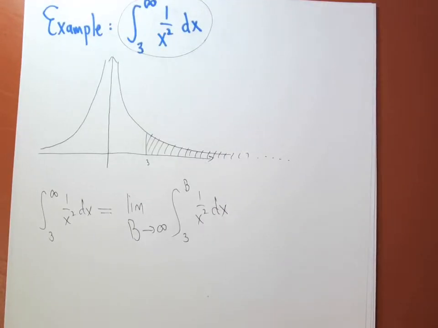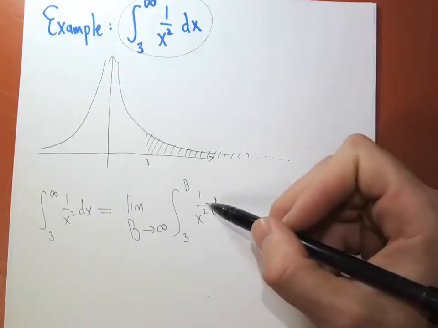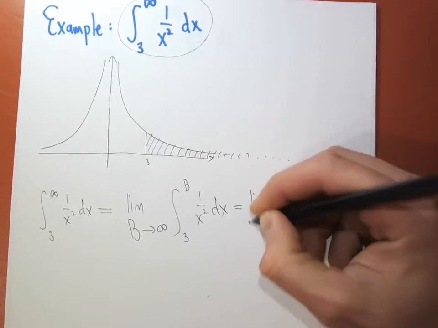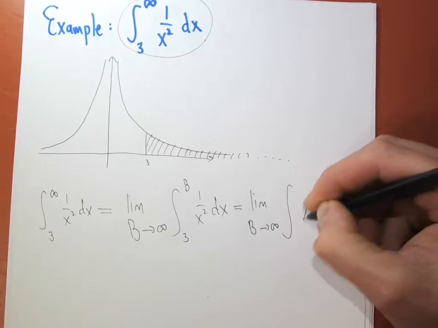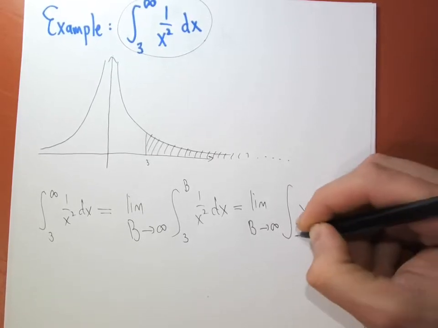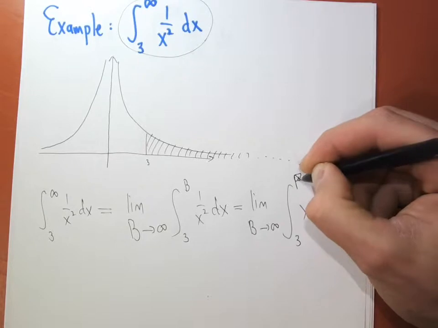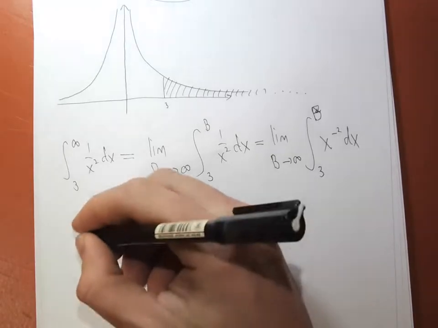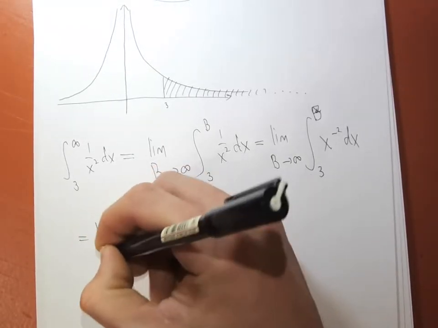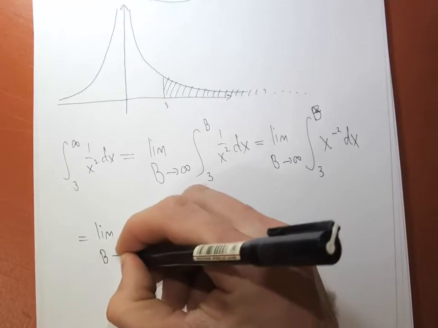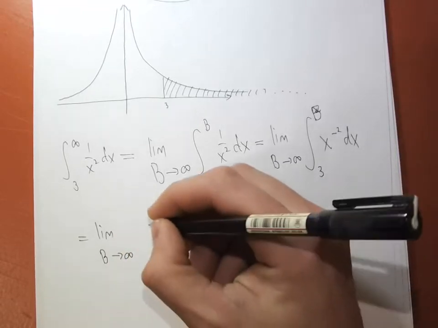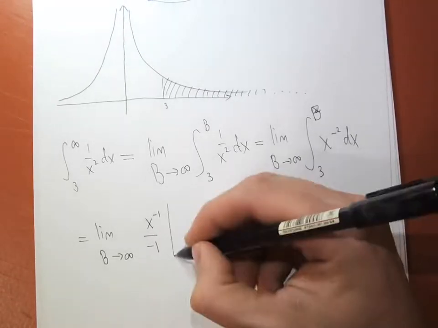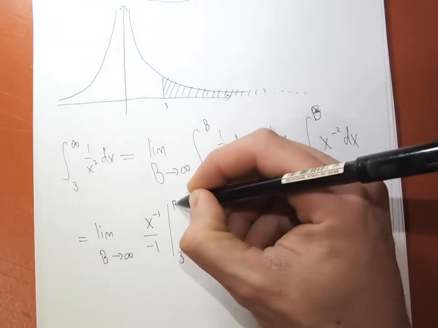Okay, the next step is now just to do the integral like you're used to. So I need an antiderivative for 1 over x squared. Well, it's probably easier to write that as x to the power minus 2, because now you can use the power rule. So when I take the antiderivative, I'm using the fundamental theorem. I want to keep that limit as b goes to infinity in front of every line. The antiderivative is x to the minus 1 divided by minus 1. I'm evaluating this between 3 and b.